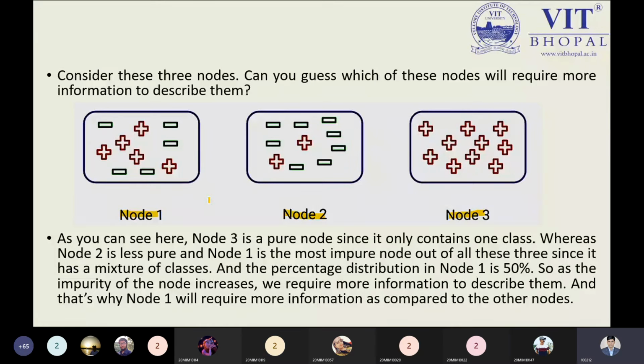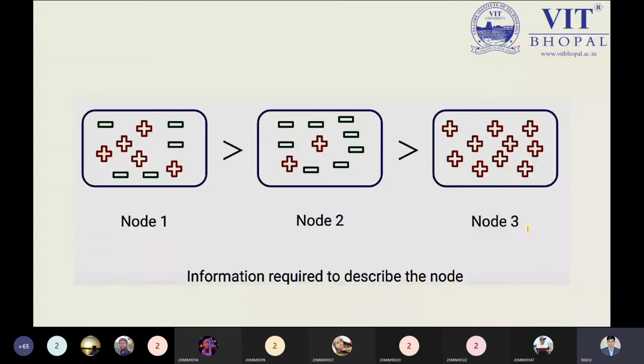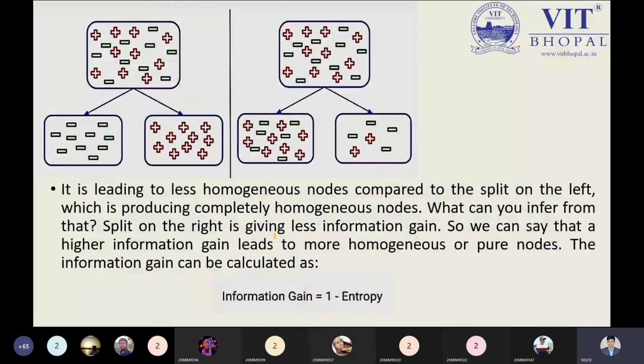Good. So this is just a descriptive way. Node 3 has minimum impure data, node 2 has less impure data, and node 1 has high impure data compared to the others. This is only the comparison step. So information is required to describe the node in terms of impurity.